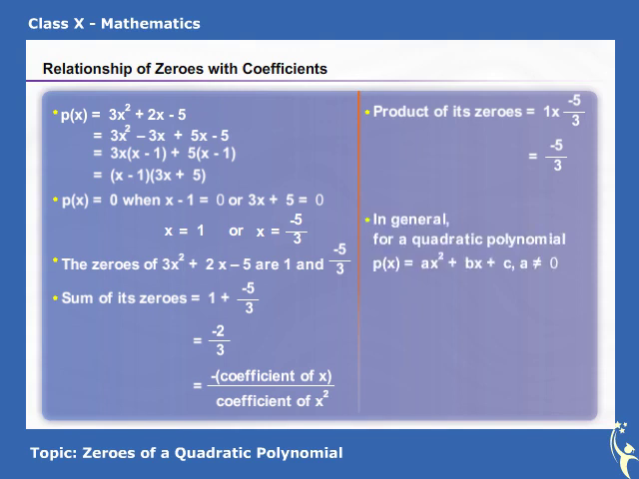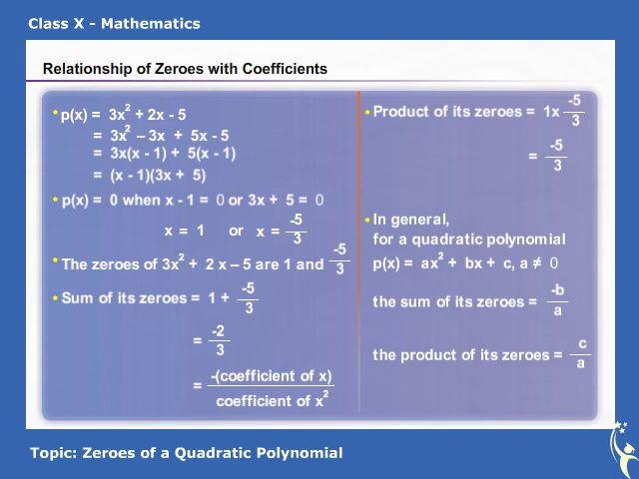In general, for a quadratic polynomial p(x) is equal to ax squared plus bx plus c, a not equal to 0, the sum of its zeros is equal to -b by a, and the product of its zeros is equal to c by a.